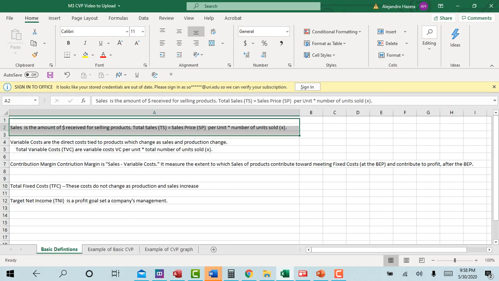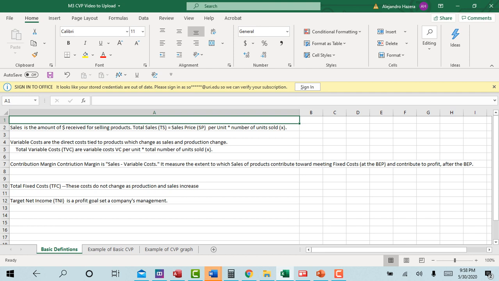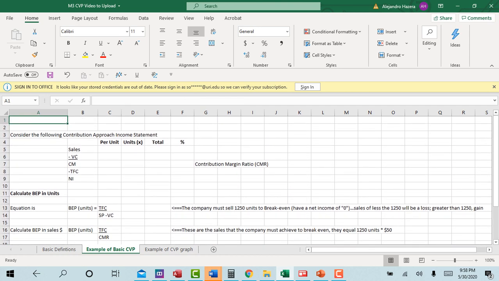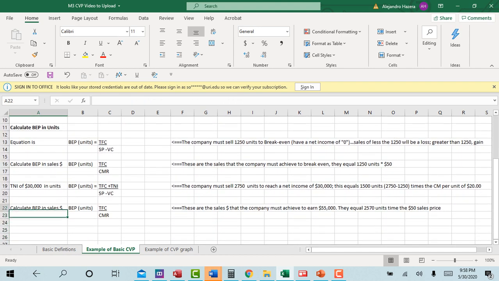Okay, here it is. Here you'll see that I have three worksheets in this workbook. We're going to go over some basic definitions, then I'm going to operationalize those definitions, give you an example, and compute the break-even point, and even what we call target net income, which is selling beyond the break-even point. That's where I'm going to finish this first video.